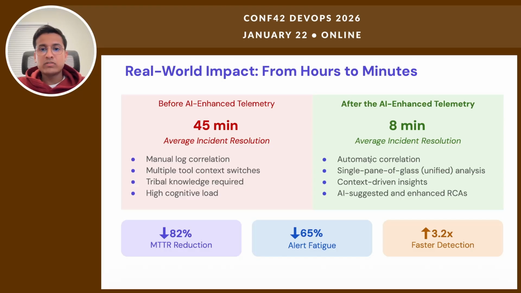It's been reduced because of automatic correlation and a single pane of glass unified view in observability. There is a silver bullet term called single pane of glass view, or unified observability, and this allows us to do that. We also get context driven insights and AI suggested and enhanced RCA. You just get a boilerplate RCA and you can work on top of that, based on the AI model's understanding of your context and how well you have propagated your context and populated the enrichment dictionary. We have seen an 82% reduction in MTTR, 65% reduction in alert fatigue, and 3.2x faster detection.